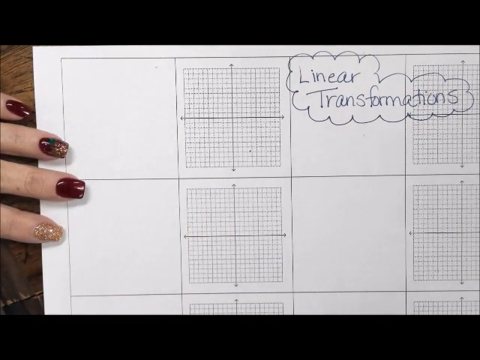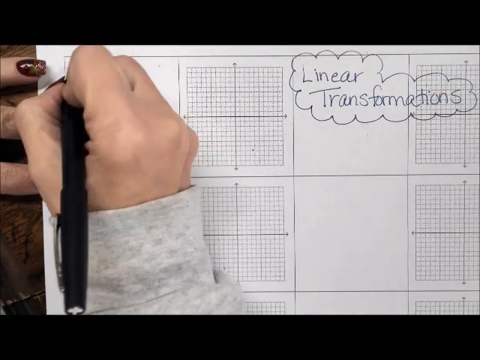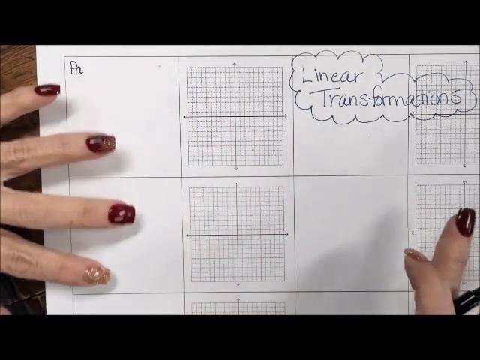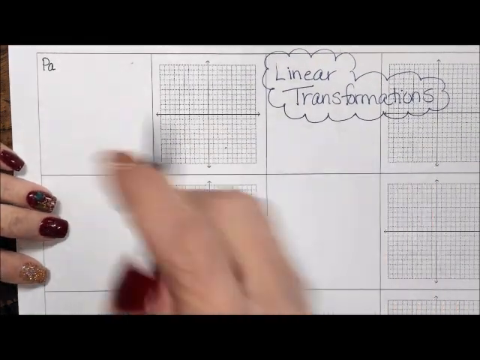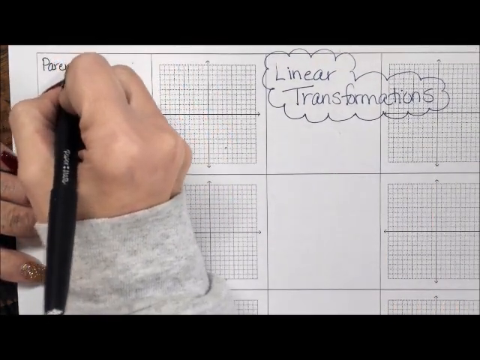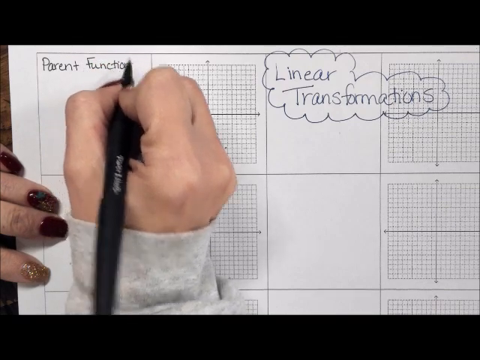So I'm going to start off with something called the parent function. Now the parent function, we're going to write it, if you've got this piece of paper, I've got the white and then the graph, and then I wrote linear transformations over here. You can write it however you want, but we're going to start off with something called the parent function.